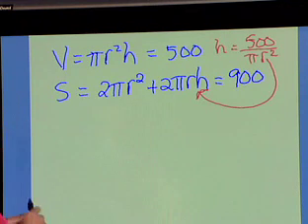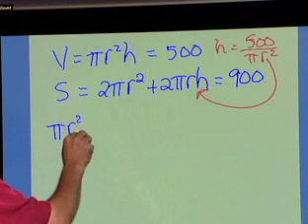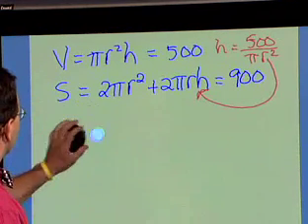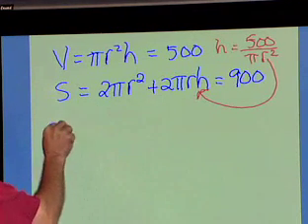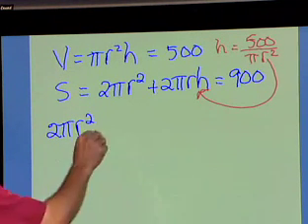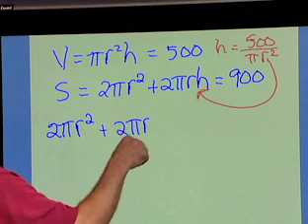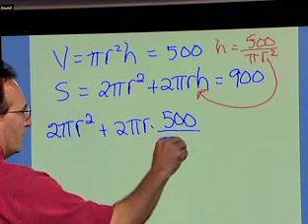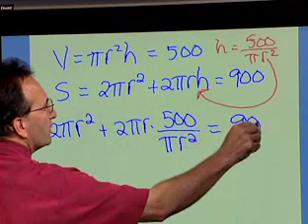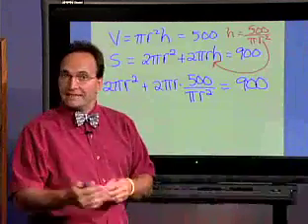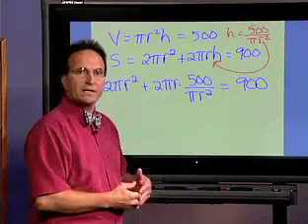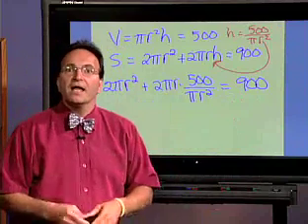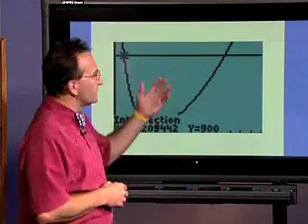So what we get then is pi r squared h. Nope, I'm sorry, that's the wrong one. I was taking the first equation. We're going to take the second equation, 2 pi r squared plus 2 pi r, and now we're going to substitute for h, 500 over pi r squared. And that equals 900. Now, plugging that into the grapher, we would plug in y equals 900, and we would plug in y equals 2 pi r squared plus 2 pi r times 500 over pi r squared. And solving it graphically, we see this.